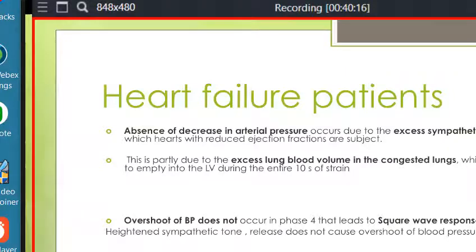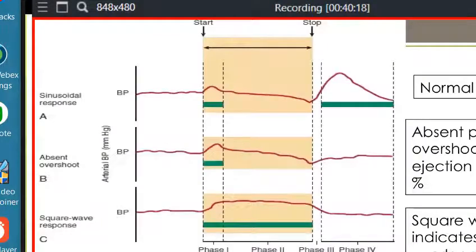So based on the Korotkoff sounds in different phases of the Valsalva maneuver, we can differentiate between normal patients and patients with heart failure. The normal patient can hear the Korotkoff sounds during the initial strain phase, and also during the release phase.